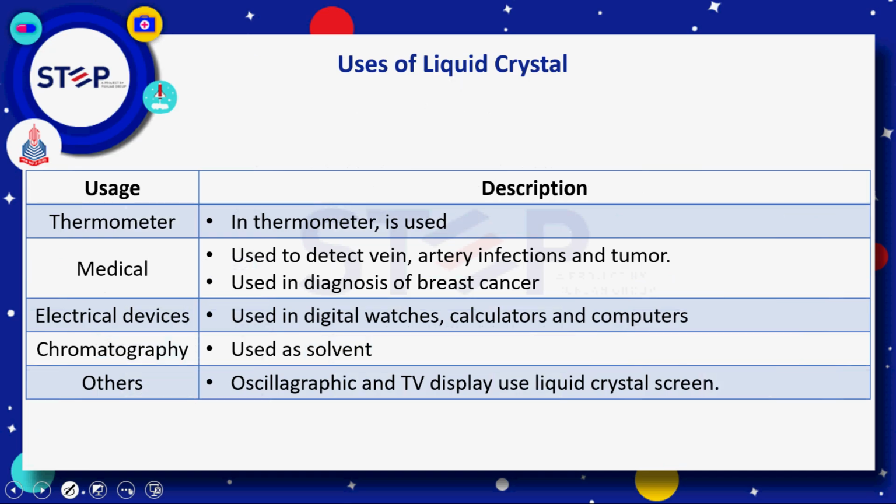thermometers. Liquid crystals are used to detect the blockage of veins, arteries, infections and tumors. They are also used in diagnosing breast cancer, used in digital watches, calculators and computers. Can also be used as a solvent in chromatography, and are used in oscillography, current display graphs, and TV displays use liquid crystal screens.